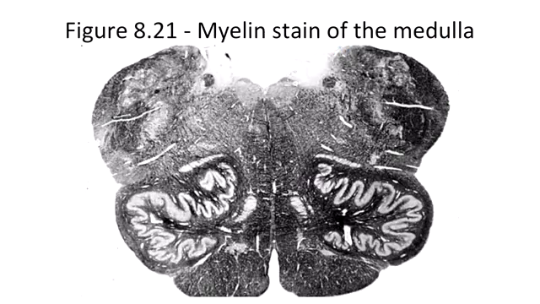For your reference, this is a myelin stain of an actual microscopic cross-section of the medulla. We can clearly see the inferior olivary nucleus right there.